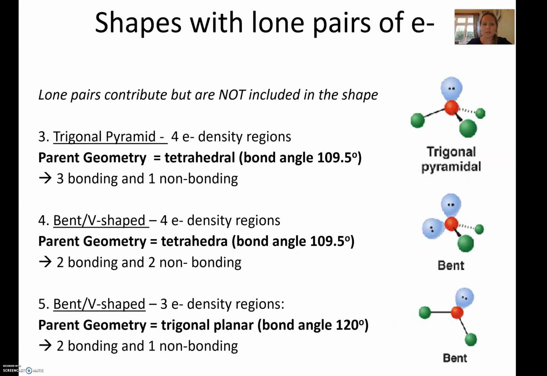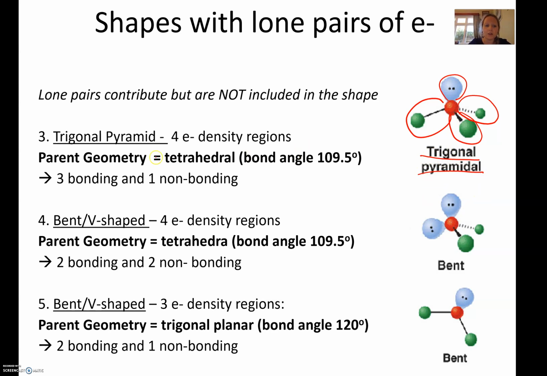So if there happens to be a lone pair, so for instance here, there's a lone pair, that still counts as an electron density region. So 1, 2, 3, 4, so still 4 electron density regions. They all repel as much as possible, but because this is a lone pair, it doesn't get included in the shape, so that actually changes the shape. And so this is called trigonal pyramid.